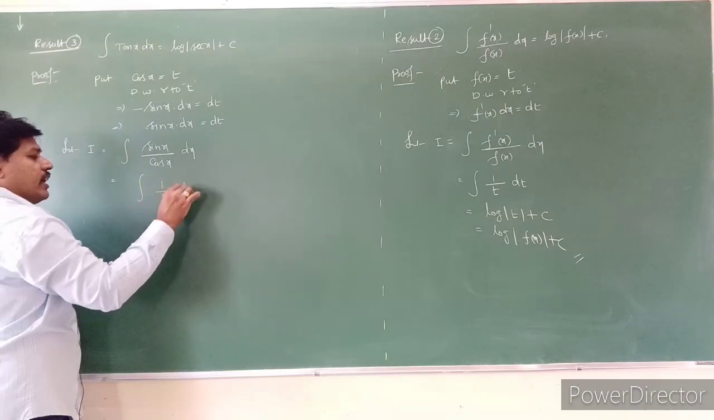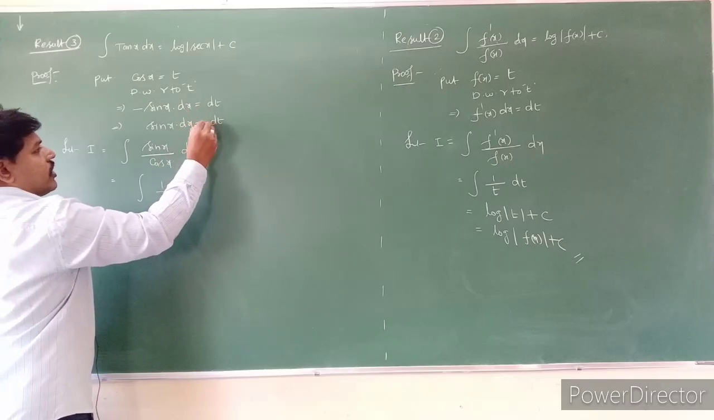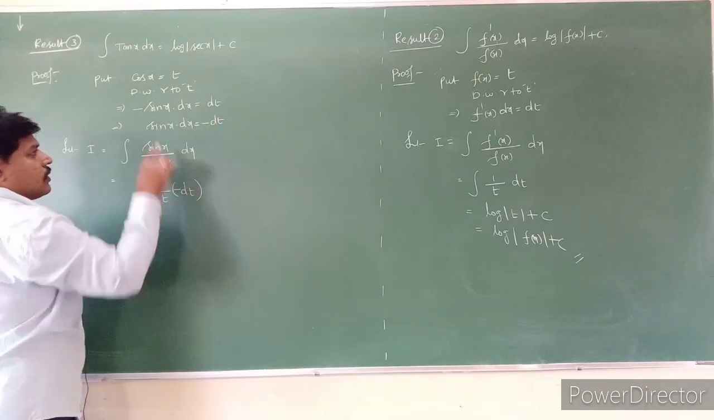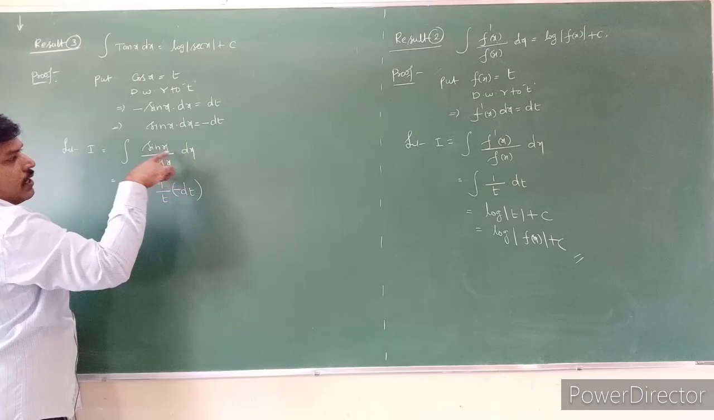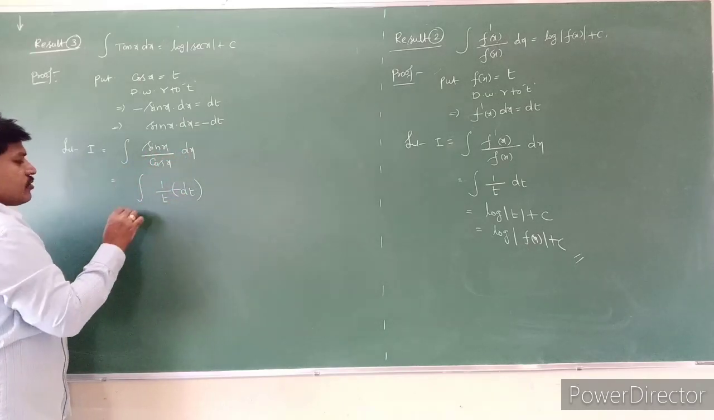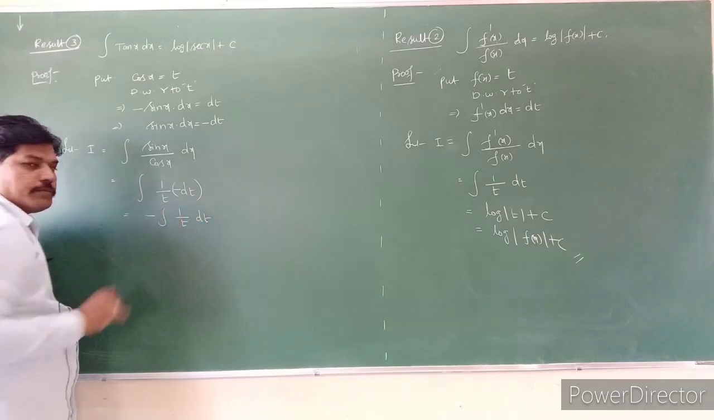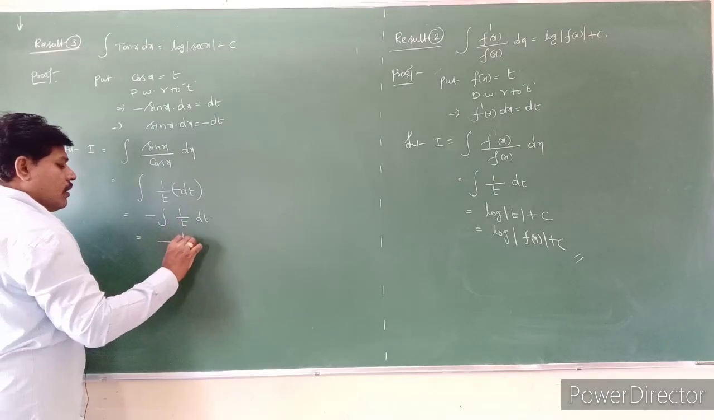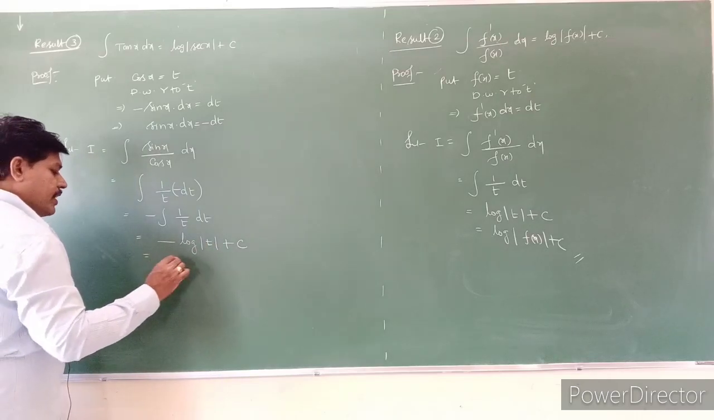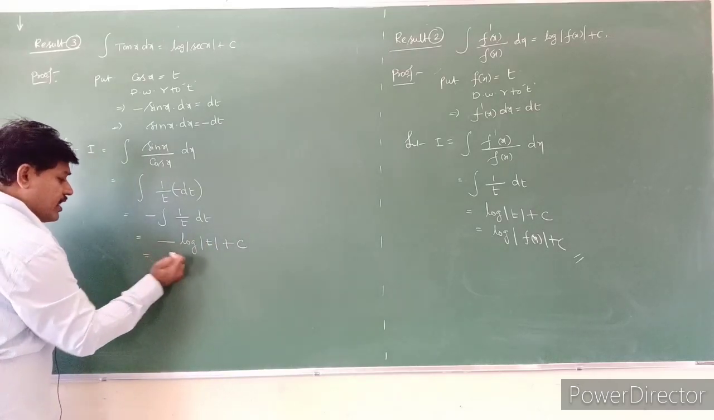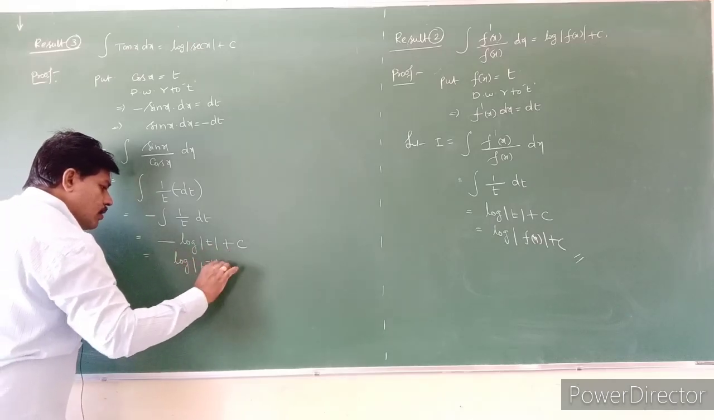Automatically the problem will become the integral of 1 by t into dt, and this minus is shifted to this side, so it will become minus dt. So sin x into dx value is minus dt. That is equal to minus the integral of 1 by t into dt, which is equal to minus log of mod t plus c. If you take this minus inside, it will become log of t power minus 1 plus c.